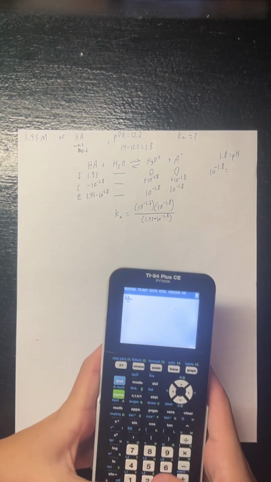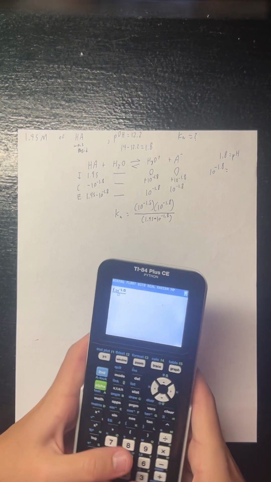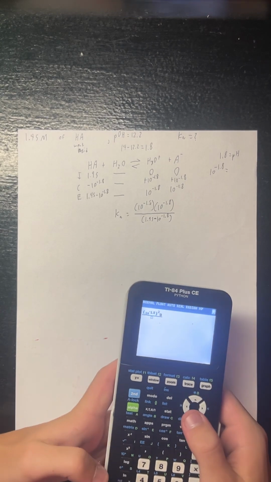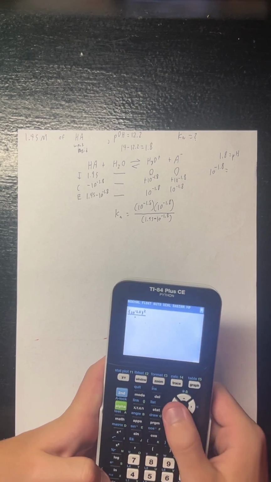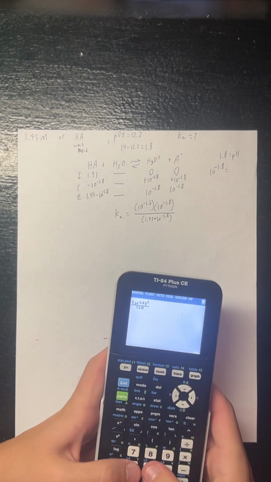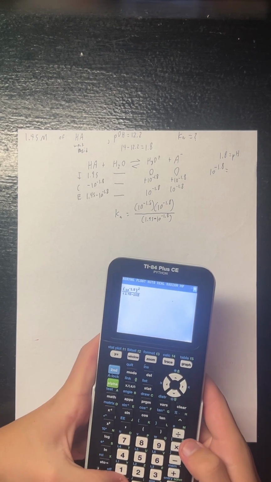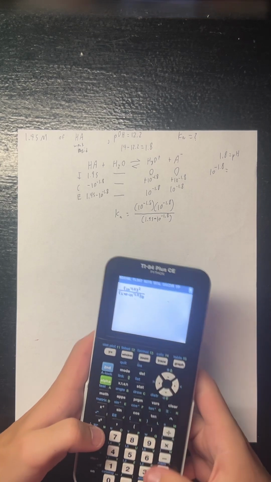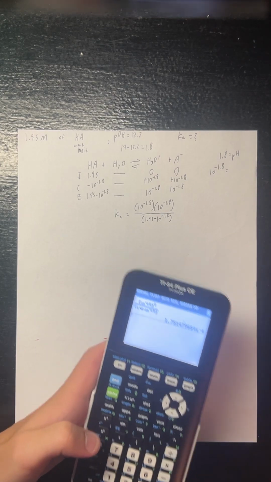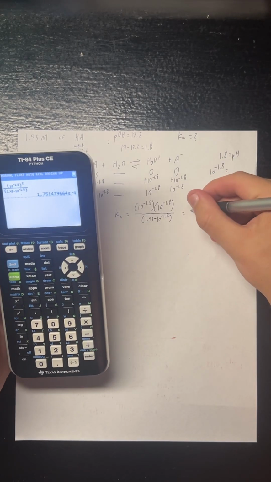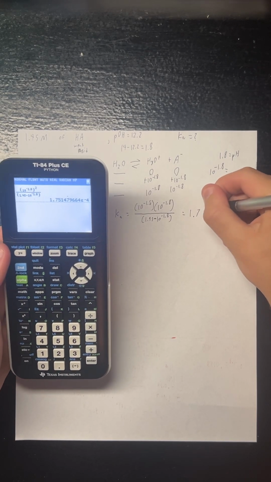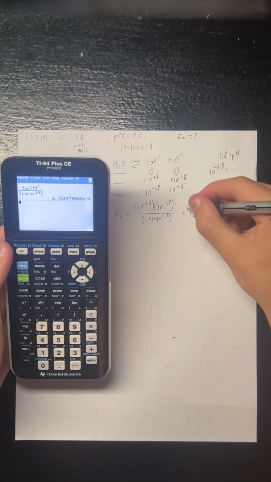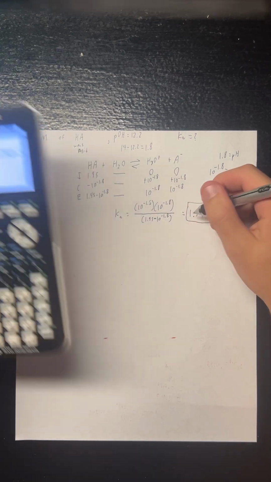Now, we can just literally plug this into the calculator. So 10 to the negative 1.8, and this is squared, since it's the same thing, over 1.45 minus 10 to the negative 1.8. And that should give us our Ka, which comes out to be 1.75 times 10 to the negative 4. And that is how we find Ka when just given all that.